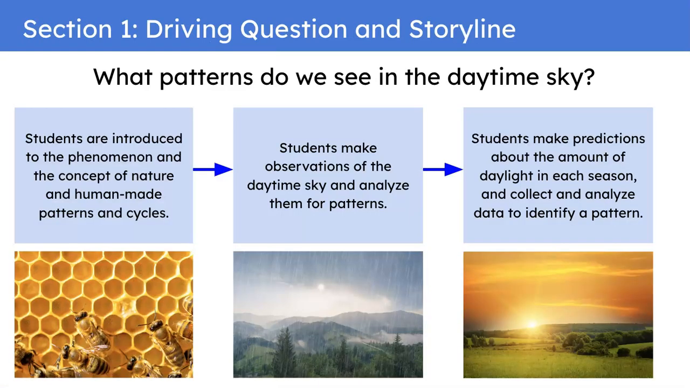The driving question for Section 1 is, what patterns do we see in the daytime sky? Students connect to the anchoring phenomenon by exploring the concept of patterns and cycles in nature and those made by humans. Students make observations of the daytime sky over the course of several days and then analyze their data for patterns. The section concludes as students predict the amount of daylight in each season and collect and analyze daylight data to identify a pattern.